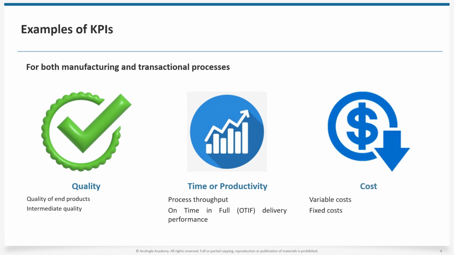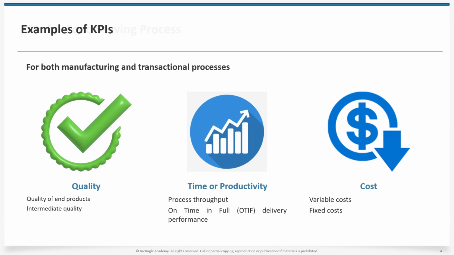Cost KPIs for manufacturing processes. Variable cost per unit. It represents the cost incurred to produce each unit of a product, considering materials, labor, and other variable expenses. Total cost of quality, COQ. This KPI measures the sum of costs associated with preventing defects, appraising product quality, and dealing with product failures or customer complaints. Equipment downtime cost. It assesses the cost of lost production and maintenance expenses due to equipment downtime.